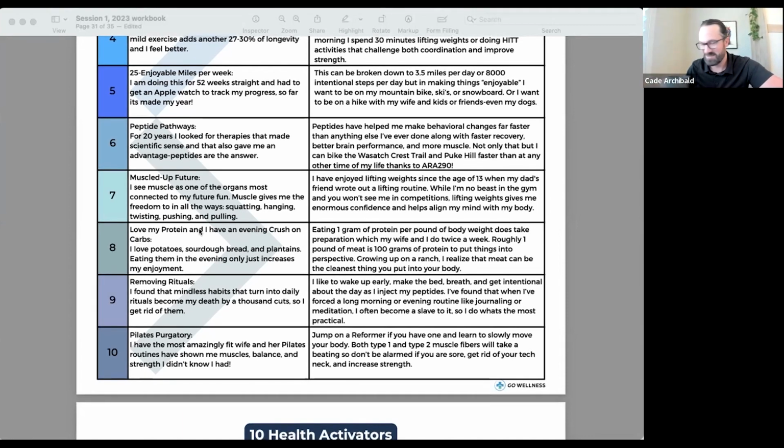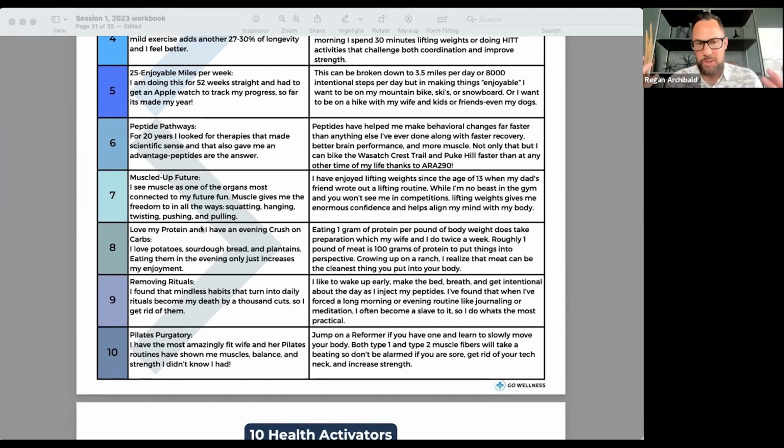Number 7 is the muscled up future. Your muscles are your largest organ in your body, and they help you move. And it goes in with the enjoyable miles and the peptide pathways, because many of the peptides help build really healthy muscle. The muscled up future is also what's going to help us protect our joints, and so you stay out of pain. So there's really no disadvantage unless you're trying to put on too much muscle. But holy cow, this muscled up future is something that's important.